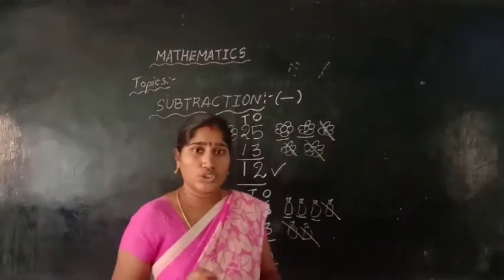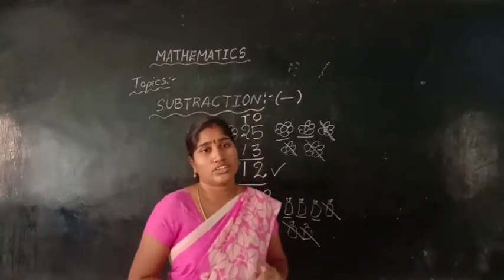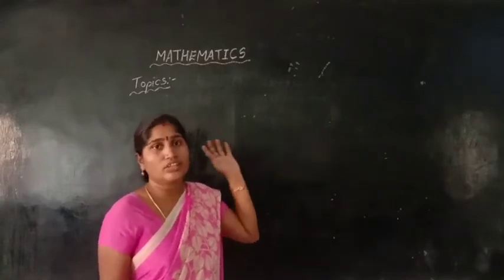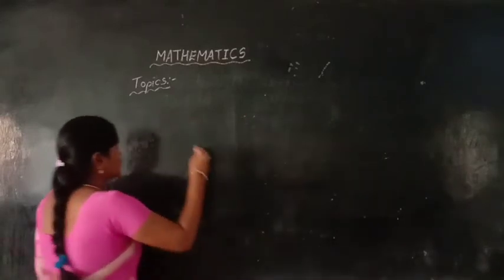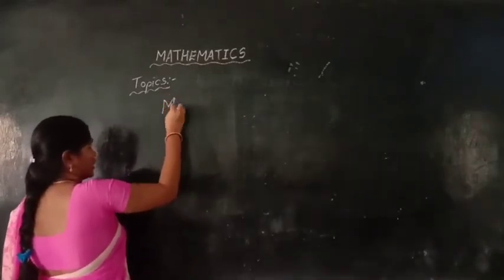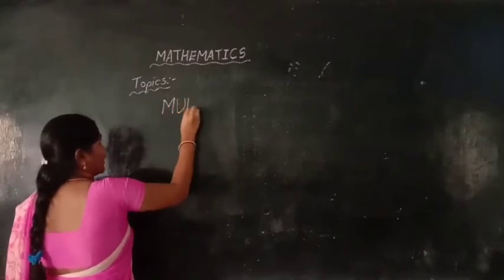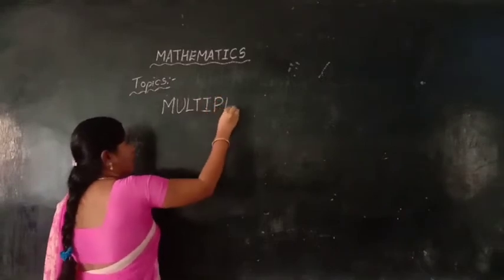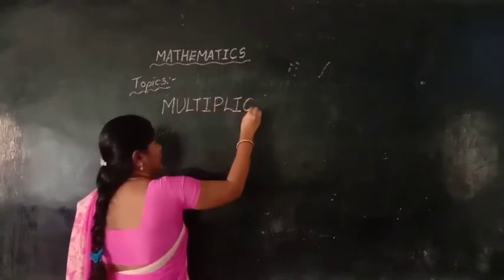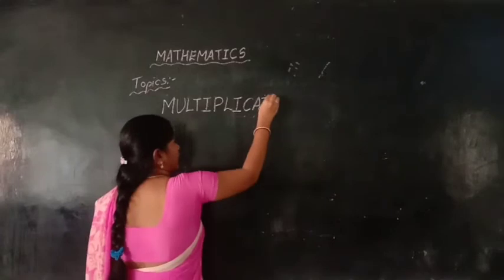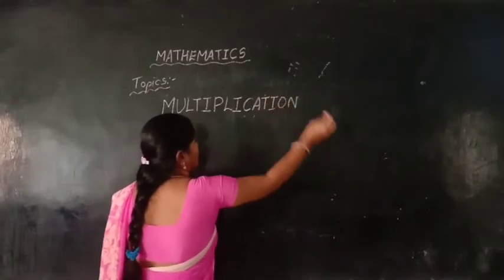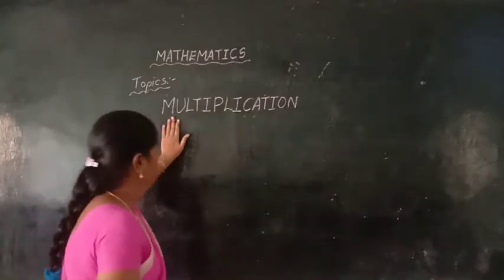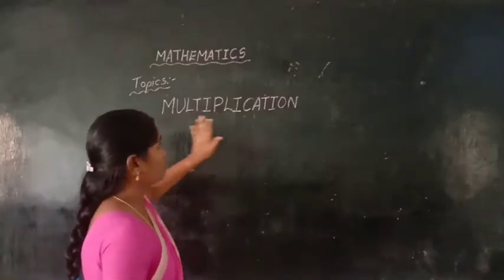Now we are going to our third topic. Our third topic is multiplication. Now we are going to learn multiplication. What is it, children? Multiplication. M-U-L-T-I, Multi. P-L-I, Plication. C-A-T-I-O-N. Multiplication. What is it, children? Say all of you. Multiplication.